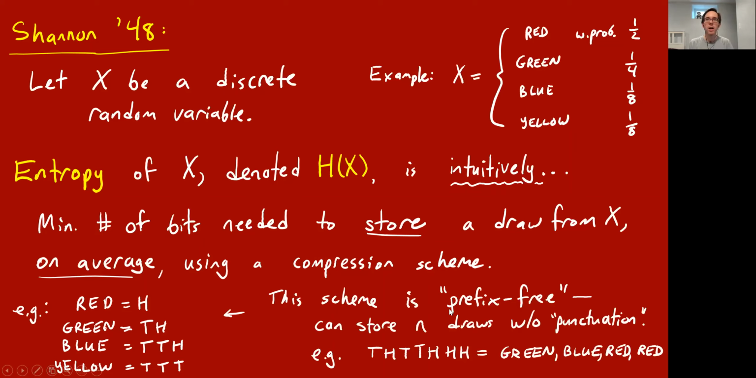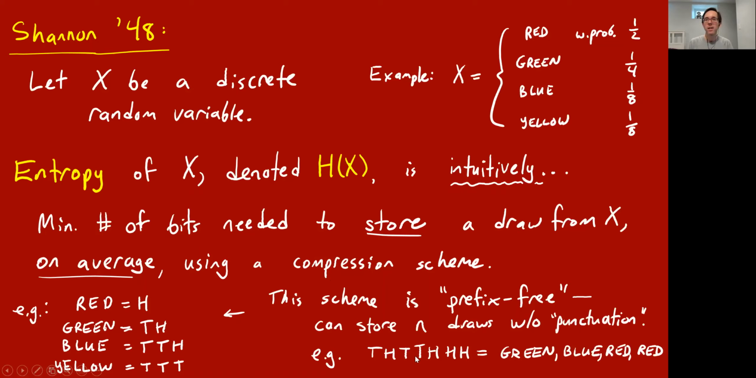The scheme here is what's called a prefix-free code, which means if you're drawing several instances of this random variable x and getting a sequence like red, blue, red, green, green, you can just write down these encodings with heads and tails with no additional punctuation in between them, and you can recover any sequence.